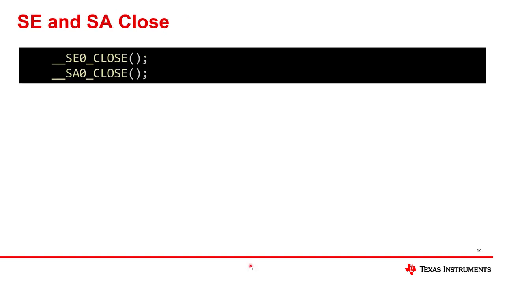After the main loop is over, all the memory copying is done, you close the SE and the SA. And this is the end of the function template.